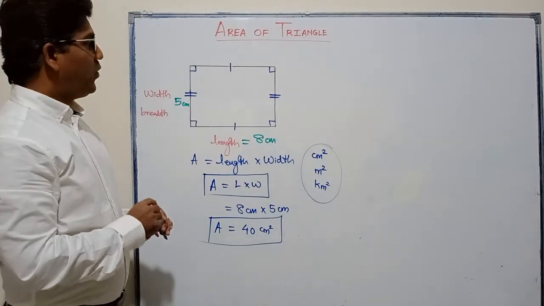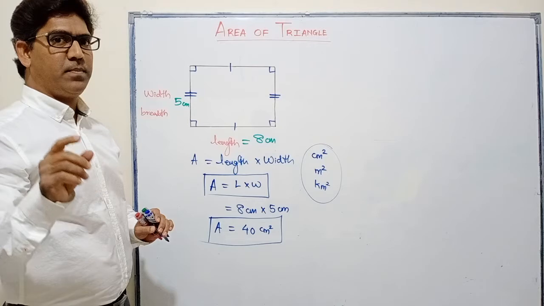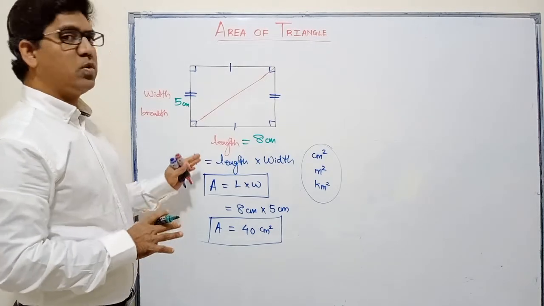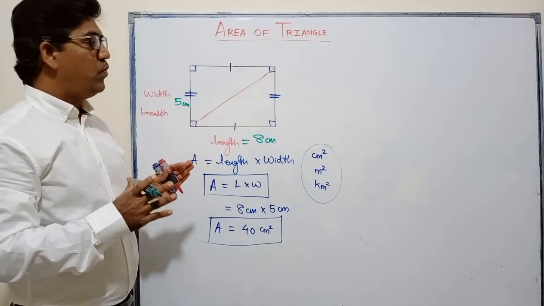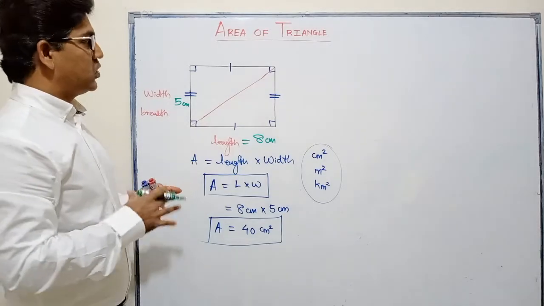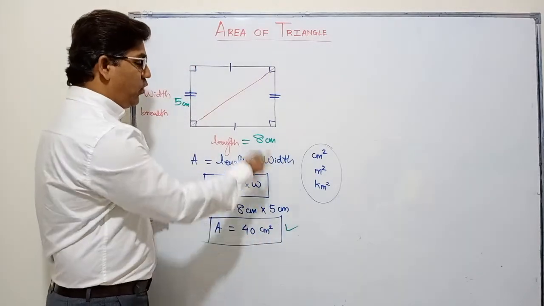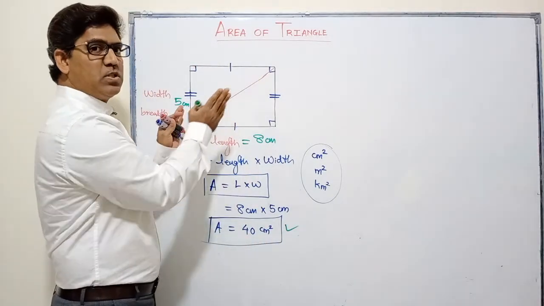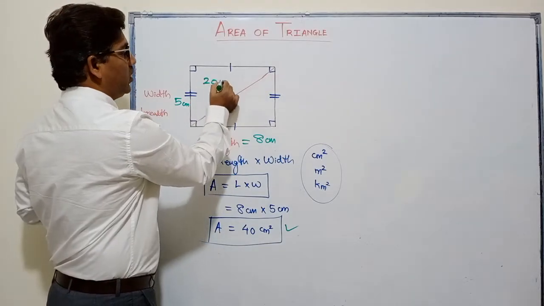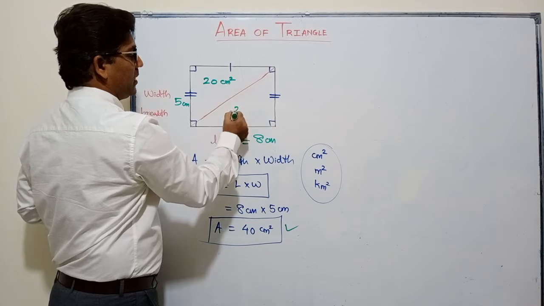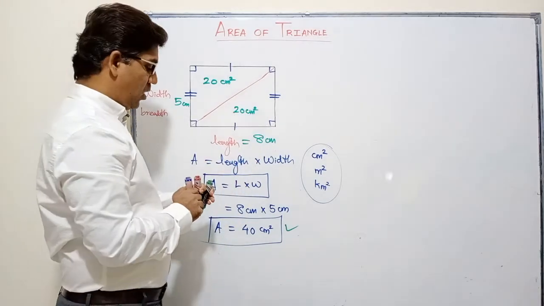Now, if I draw a diagonal for this rectangle, because of the diagonal, the rectangle is divided into two triangles which are equal in shape and size. So, the area is also divided equally. The area of the full rectangle is 40. Now, because the diagonal is dividing it equally, the area of the two triangles will be 20 centimeter square each. So, this gives you the formula for area of triangle.